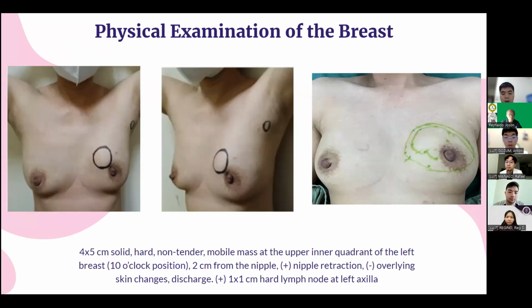There are also no overlying skin changes or discharge, and as highlighted in the two pictures on the left and at the center, we were also able to note a 1 by 1 centimeter hard lymph node at the left anterior axillary line.